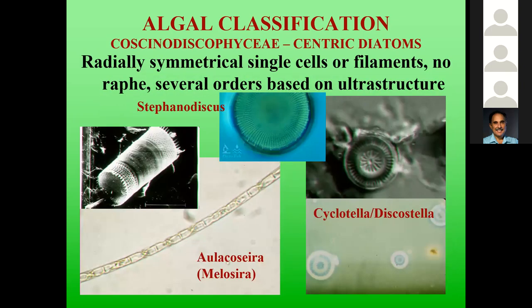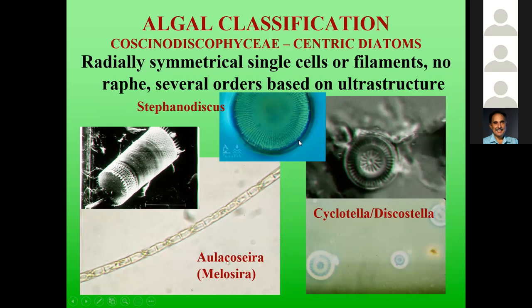All right, within that, you have centric diatoms, radially symmetrical single cells or filaments. They don't have a raphe. There's no cytoplasmic streaming going on there. And there's several different orders based on the ultrastructure. Things like this, which is Lochocyra, which if you read an older textbook, will call it Melocyra. There still are Melocyra left, but most of them moved to Lochocyra, like a bunch of 55-gallon drums held together at the end with these little spines.